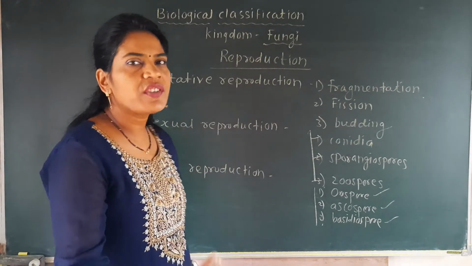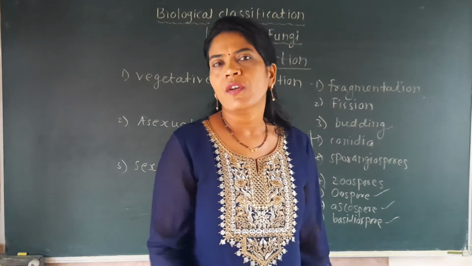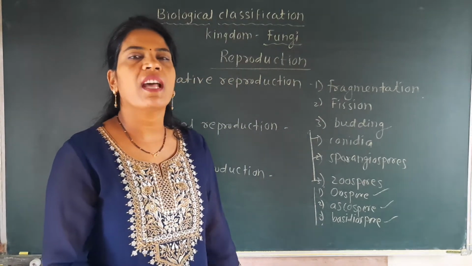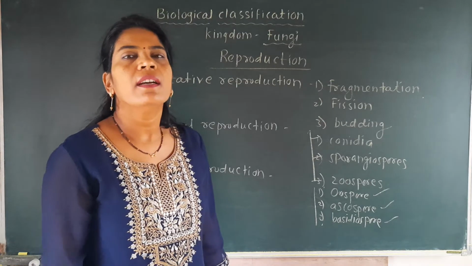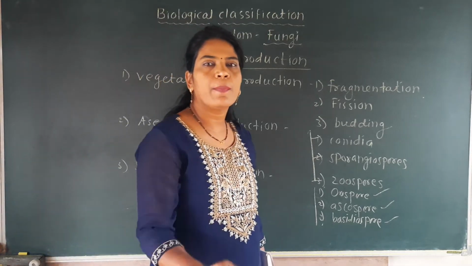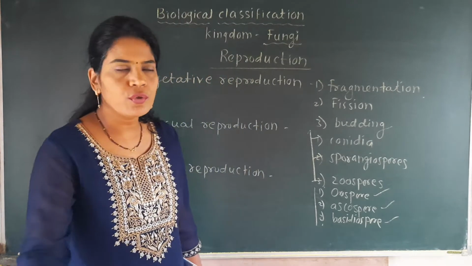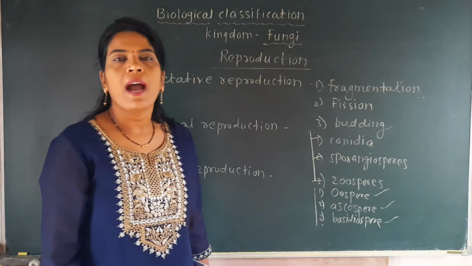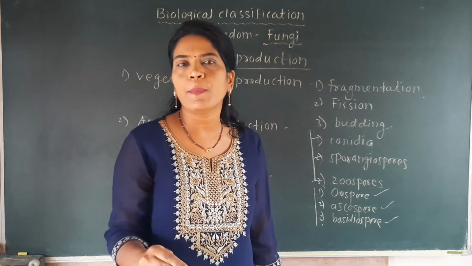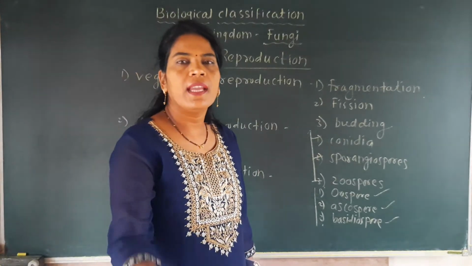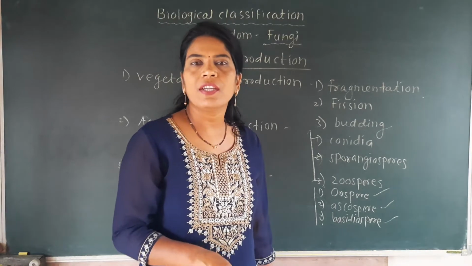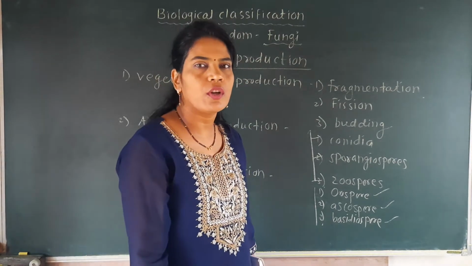Now, which type of questions are asked from the NEET point of view on this part? There are always questions asked that which one is a type of asexual reproduction in fungi. Then you should know that conidia, sporangiospores and zoospores are the only spores which can reproduce asexually. Then there will be a column, one given for asexual reproduction and another for sexual reproduction.